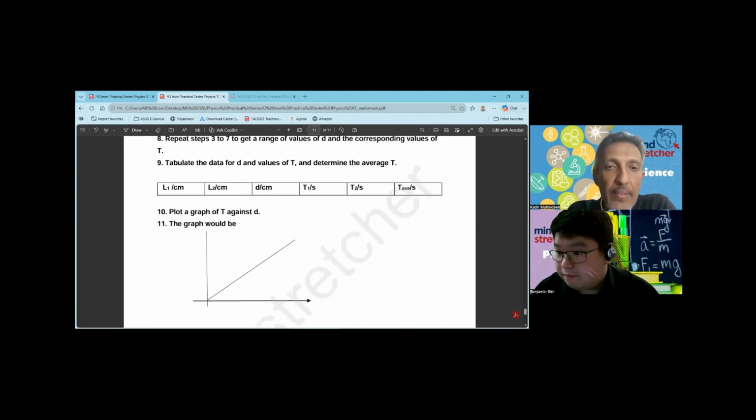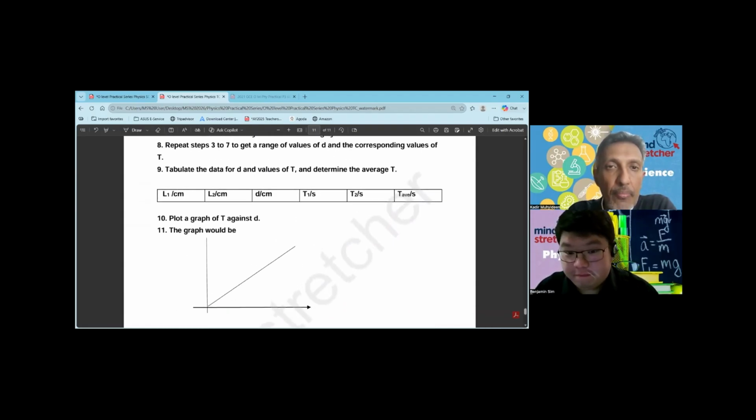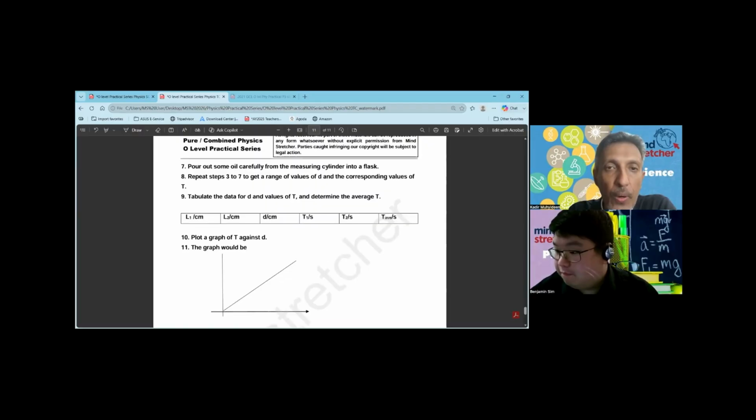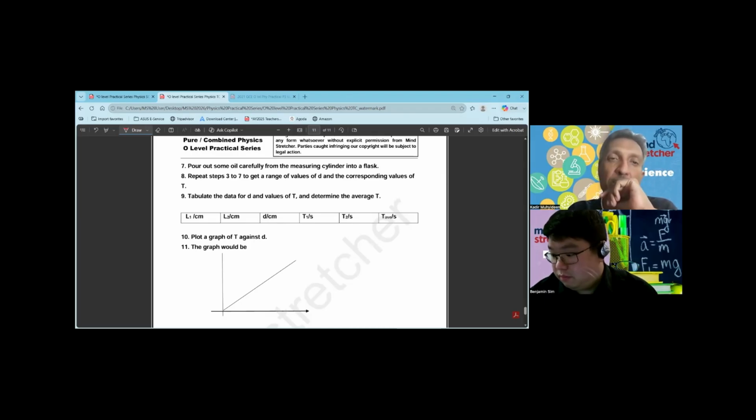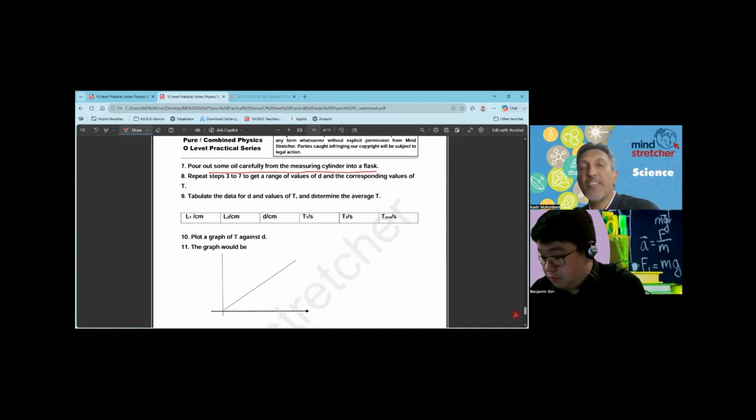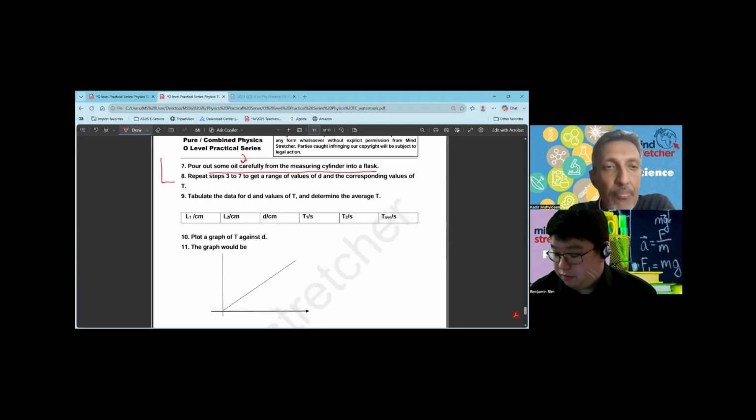Okay, so guys, this is to get your other marks, right? Then they say pour out some oil carefully from the measuring cylinder. You pour out some oil because you want to vary the D. Don't forget, how do you vary the D? By pouring out some oil. Because if not, how do you vary the D? Then repeat the steps. This step is important because you must show how you vary the D. You cannot vary the D unless you take out some oil, right?